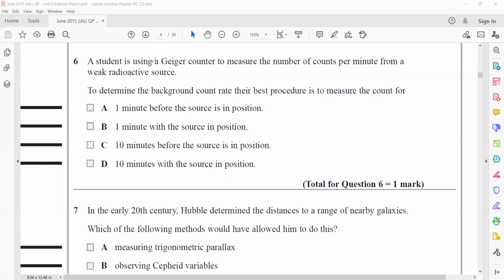Question 6, a student is using a Geiger counter to measure the number of counts per minute for a weak radioactive source. To determine the background rate, their best procedure is to measure the count for 10 minutes before the source is placed, so we can have an average count and identify the background counts.